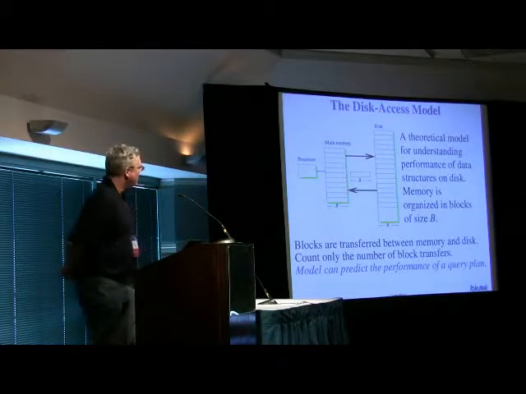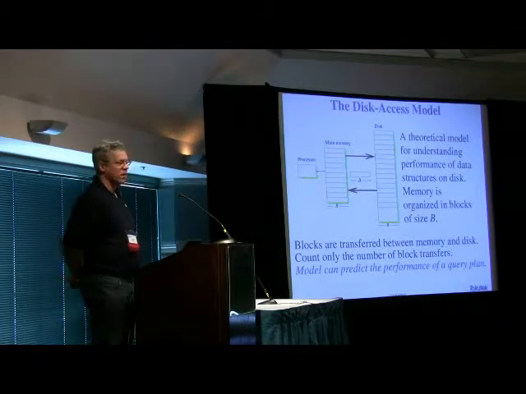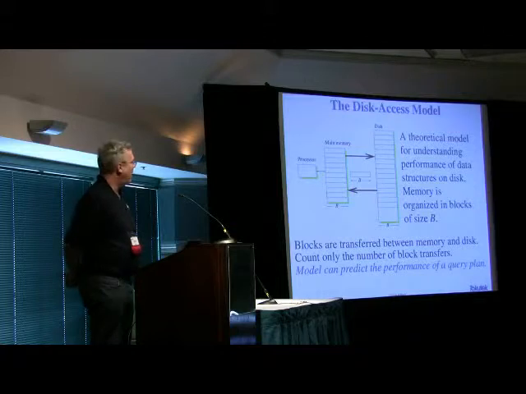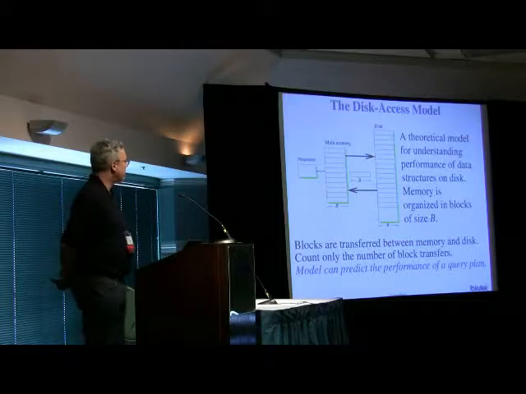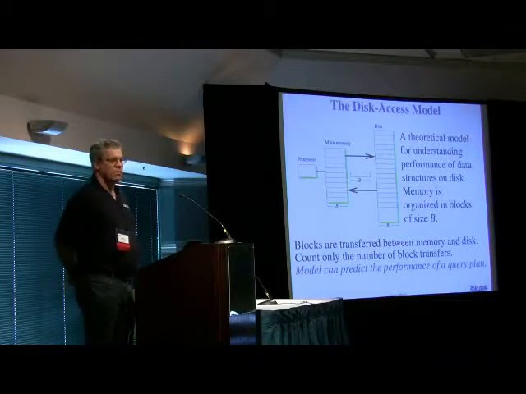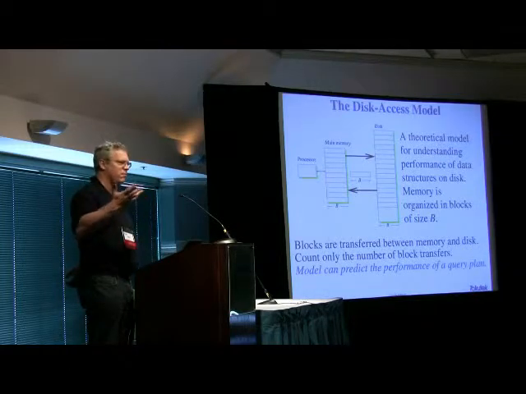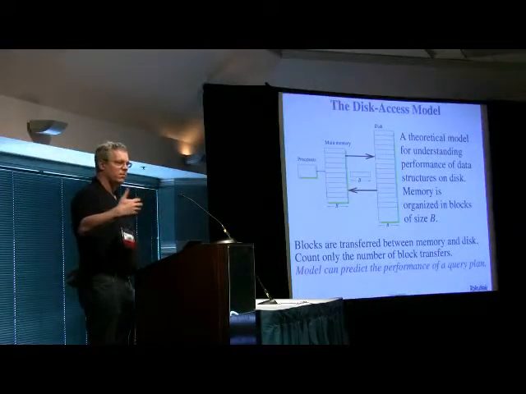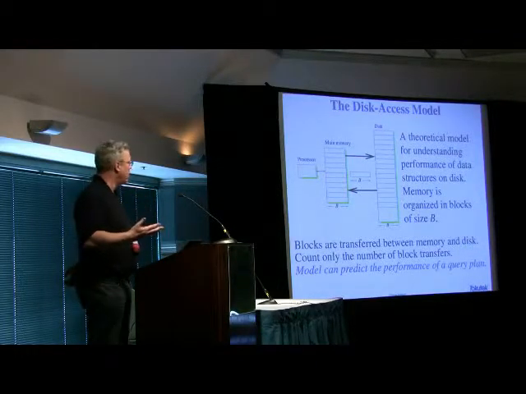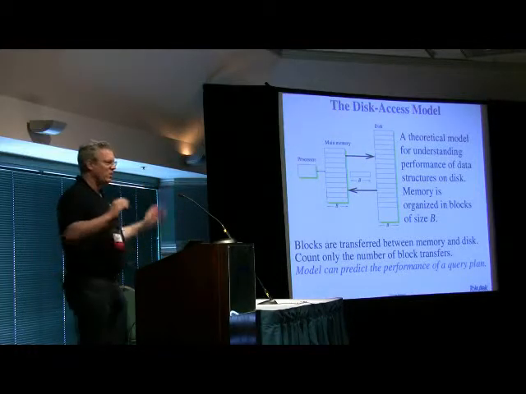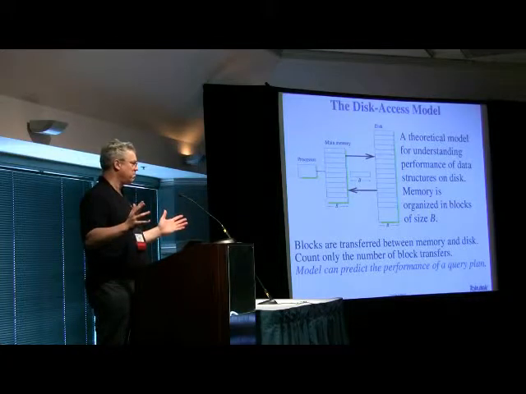So the disk access model is a fairly simple model. There's a processor, and there's a main memory, and there's a disk. When we move data back and forth between the main memory and the disk, we move it in blocks of size B. So it's a very simple model. In this model, we're going to count up the number of times blocks move from main memory to disk or from disk to main memory. We're not going to worry about how much CPU time it takes to do something or anything else. The only thing we're going to count is the number of block transfers.